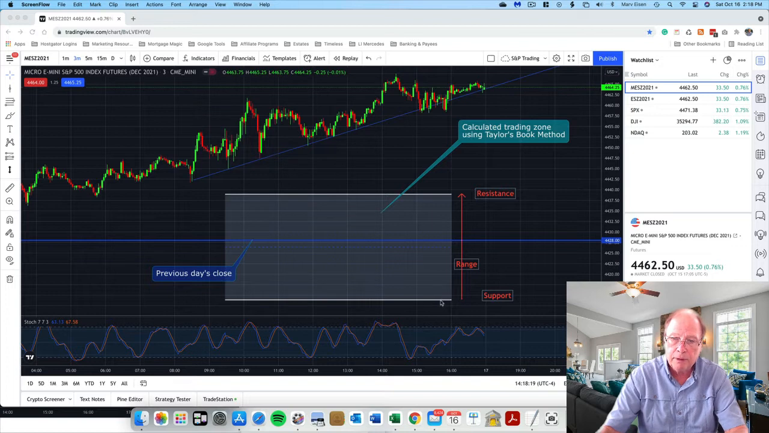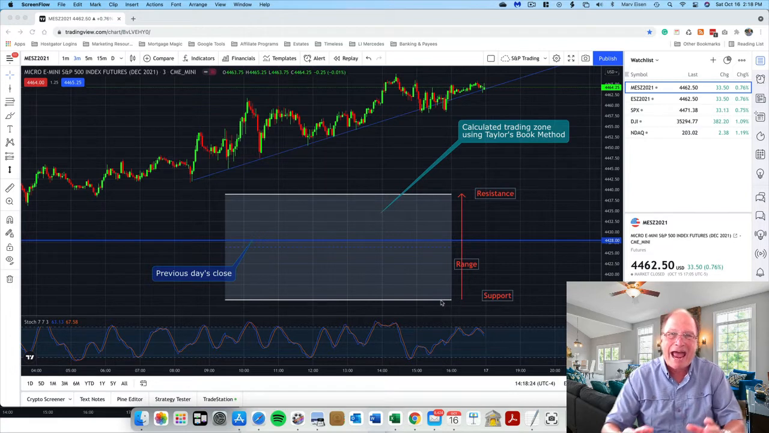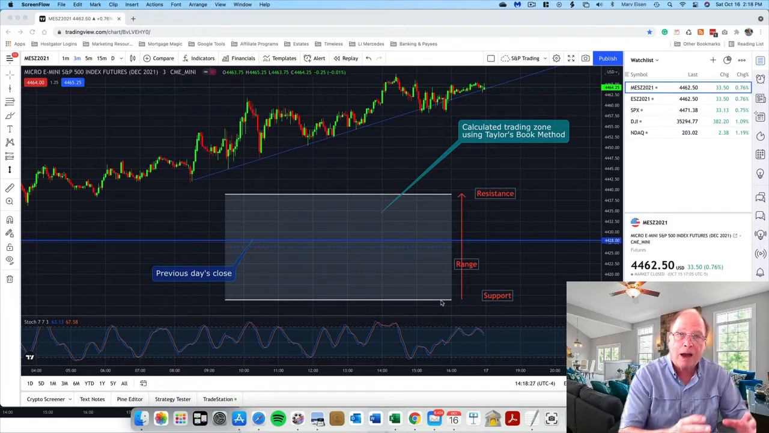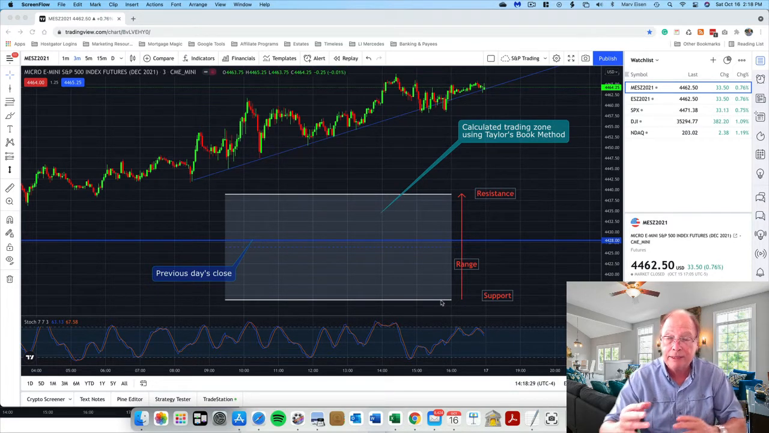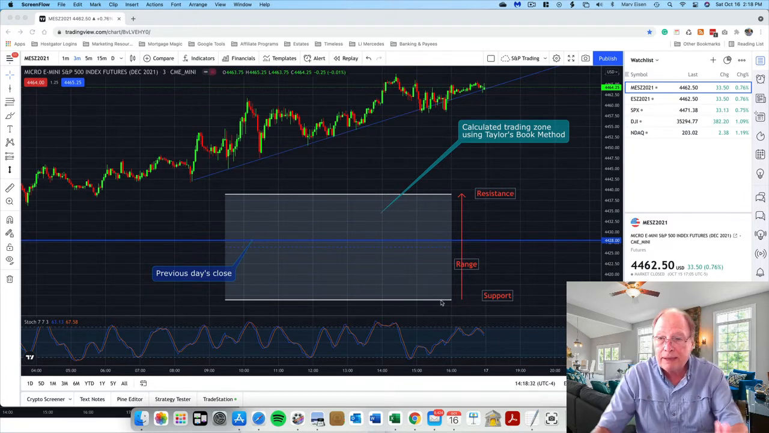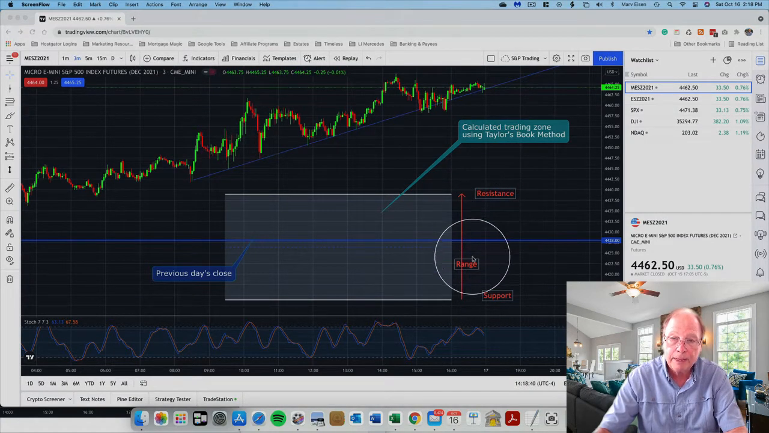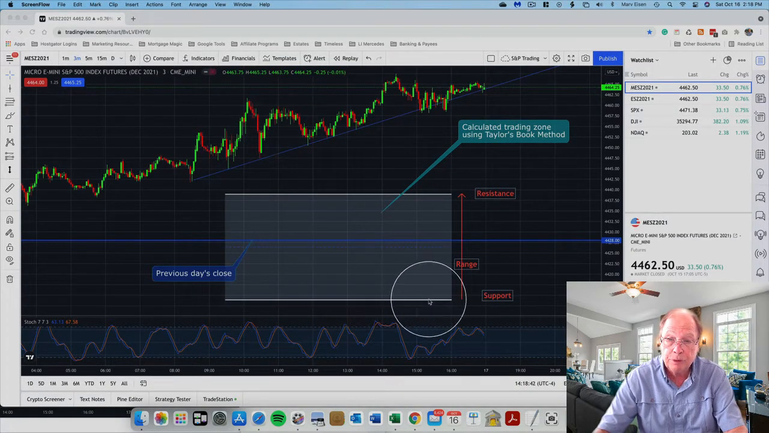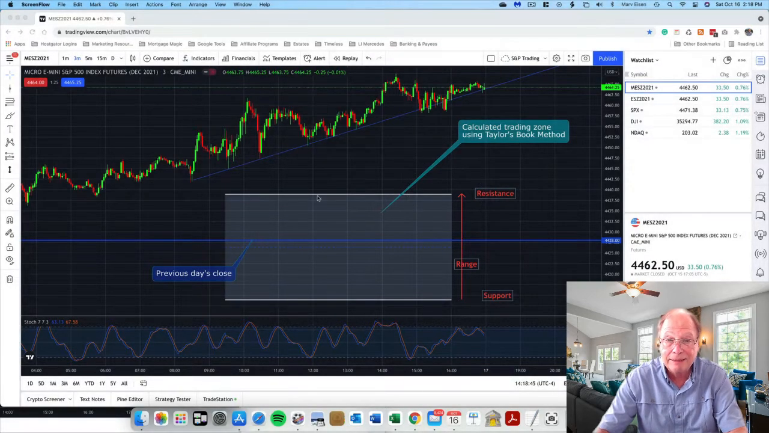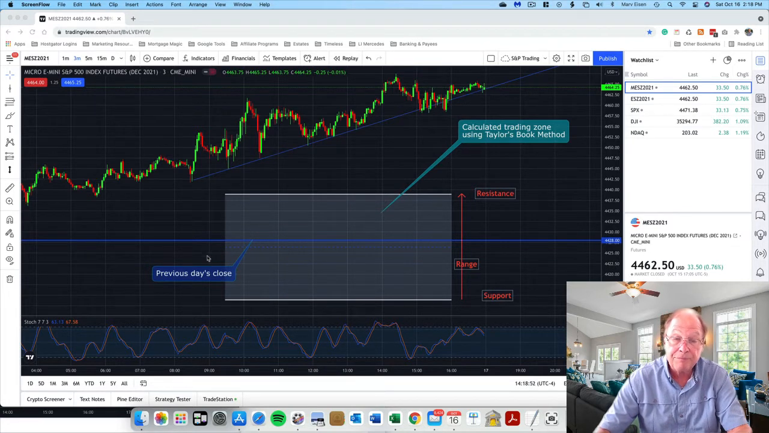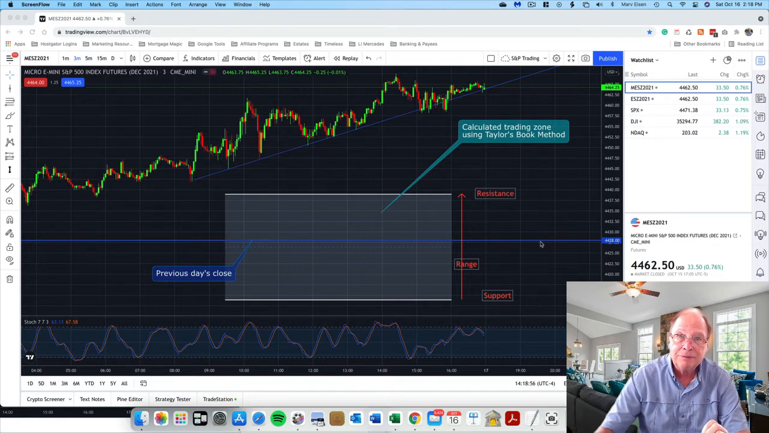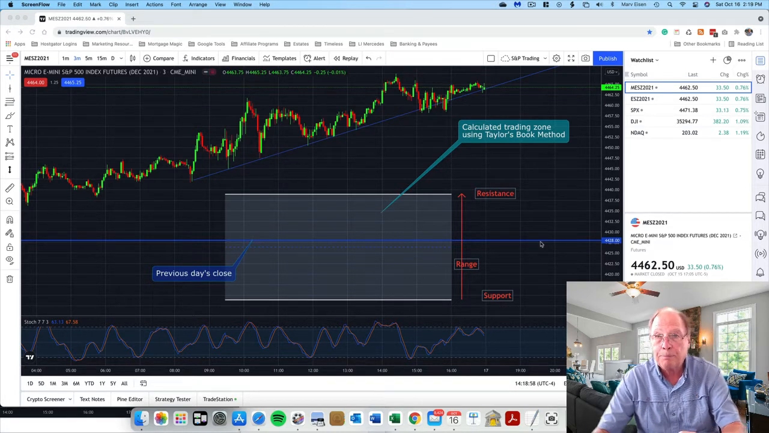Taylor's book method is a series of calculations that boil down to averages of previous days' high, low, support, resistance, and trading range. And they boil down to two important numbers, a support and a resistance. Each day I send these two numbers to my students so that they can lay out their chart like this with a rectangle for the following day. I also send them the previous day's close in case the price the next day opens gap up or gap down.